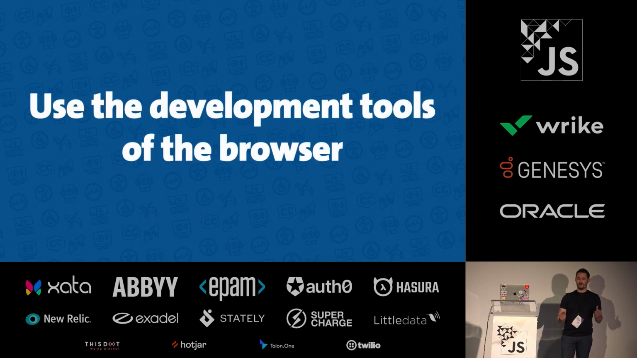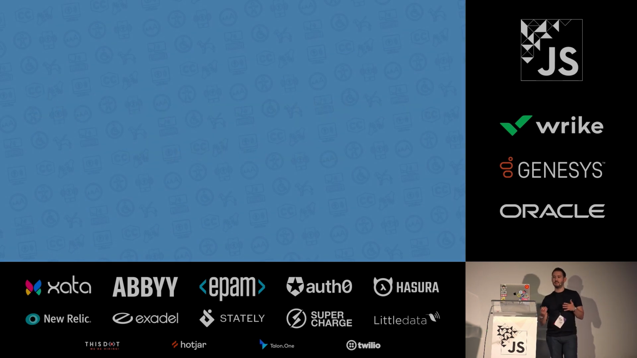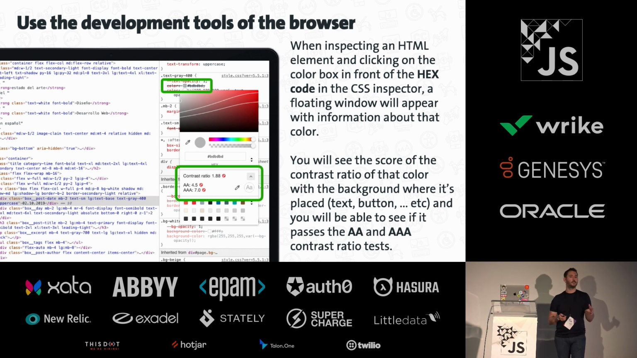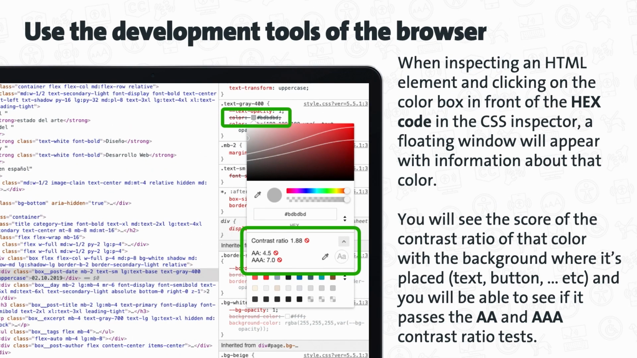Use the development tools of the browser. Now we move to the browser, and well, the browsers now come with a lot of good tools. I'm going to show you Chromium, either Edge or Chrome, and Firefox. So the first one that I want to show you is the color picker. When you inspect a text element, let's say a button with a text element inside, then you have the CSS color in the styles tab. There's a small square with the color. If you click on the color, you get the color picker.